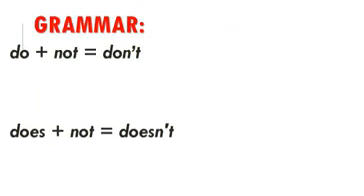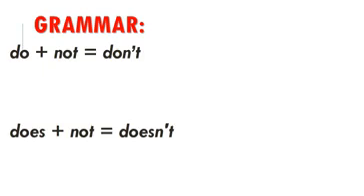Okay, now let's have a short grammar lesson. So what do you mean by contraction? So contraction means we are combining the words. So do plus not is equal to don't. Okay, so don't means do not. While does plus not means doesn't. Okay, so doesn't means does not.